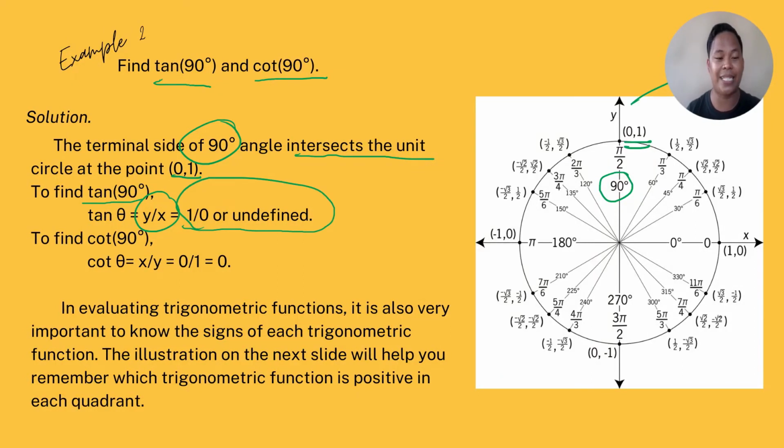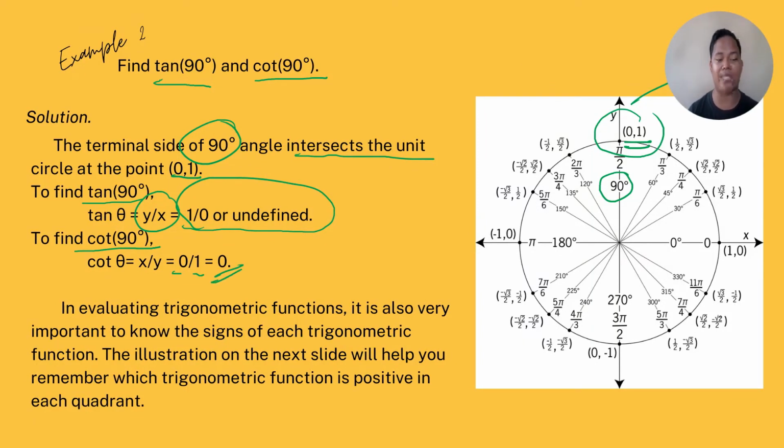For the cotangent of 90 degrees, which is equal to the reciprocal of tangent theta, or x over y, the value of x is 0 over the value of y, which is equal to 1. Therefore, the value of cotangent 90 degrees is equal to 0.